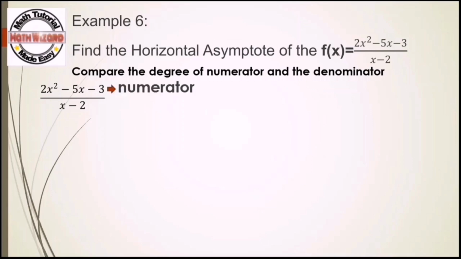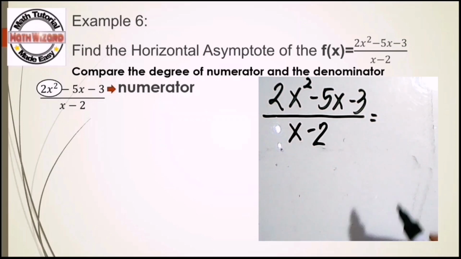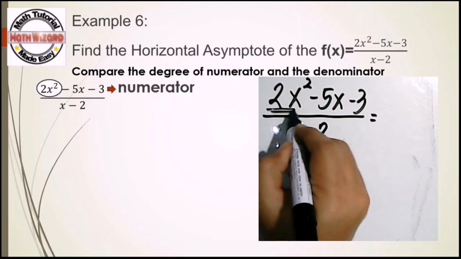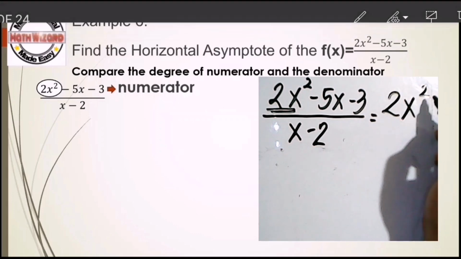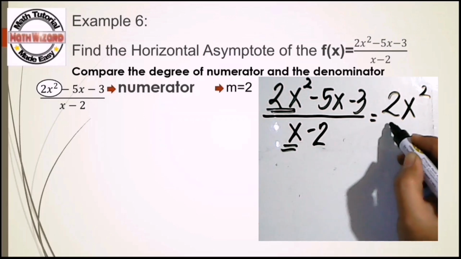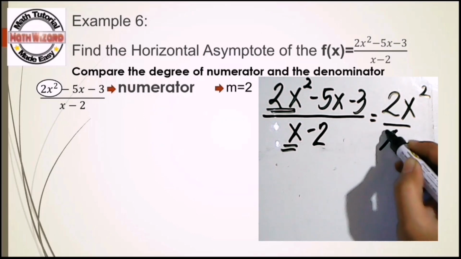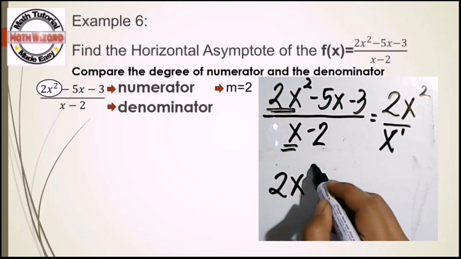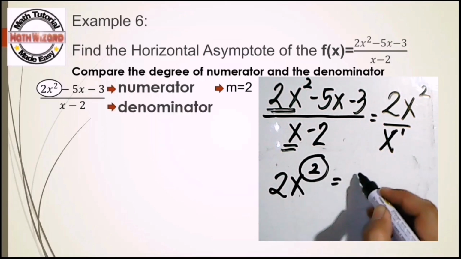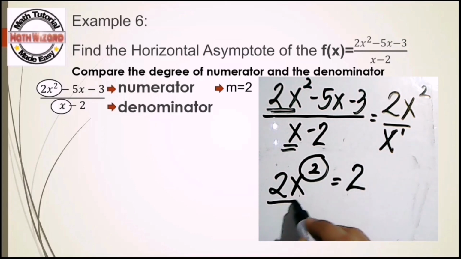So as we can see, the degree of the numerator is 2. It is because of the exponent, not the numerical coefficient. Make it clear that it is on the exponent. Ayan. Okay. Which is equals to 2. Therefore, m is equals to 2. And then, our denominator is x. So, first degree siya. That's why our n is equals to 1.